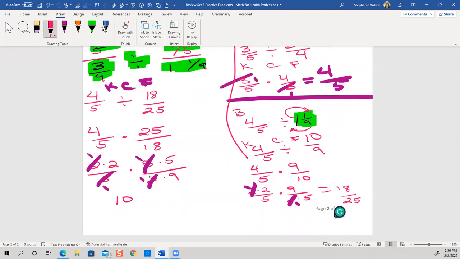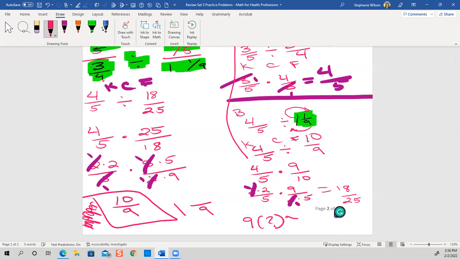Got 1 times 1 times 9 is 9. This is my final answer, 10/9. It is an improper fraction. So if you're asked to convert it to a mixed number, you can. So the denominator doesn't change. 9 times what? 1. That gives me 9, right? Because we're looking for 9 times what gets me approximately equal to 10, and it was 1. 1 times 9 is 9. 10 minus 9 is 1. So this is my mixed number. And that is division with fractions.